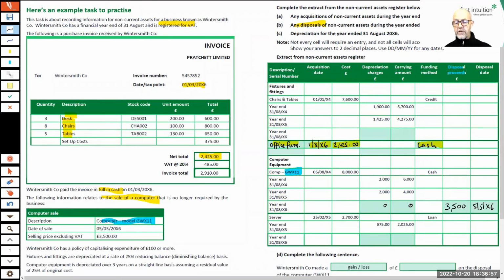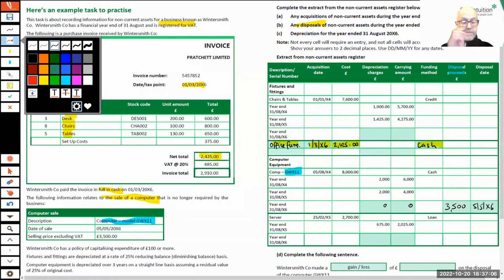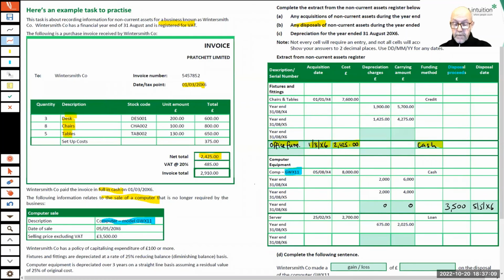So if we want to trace the whole life cycle of this asset, we can see that it was bought on the 5th of August. We've depreciated 1 year end, the second year end, and we've sold it there, and everything is back to zero. And all of these figures, of course, can be checked against our accounting entries in our main ledger for the same period of time. So that's done our disposal.